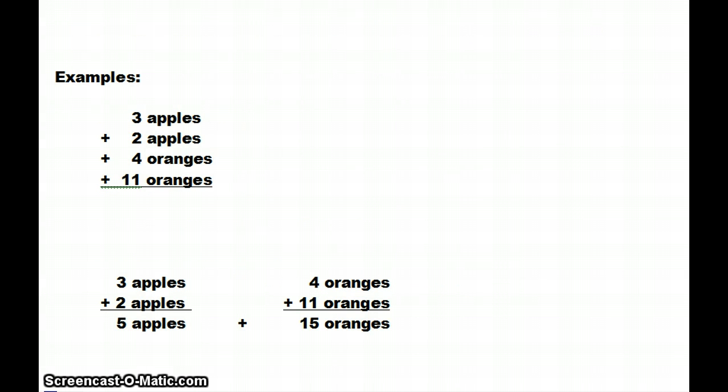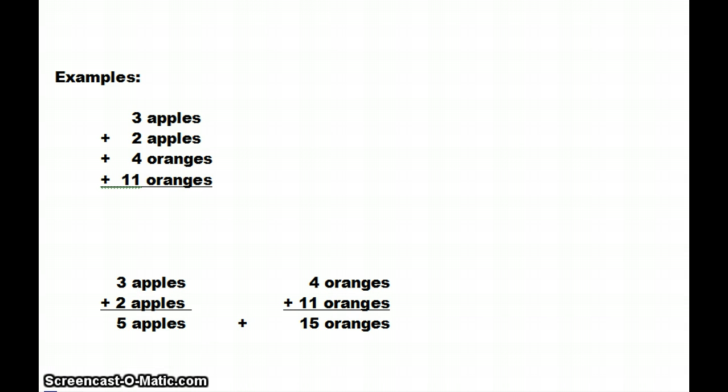If I ask you to add together 3 apples and 2 apples and 4 oranges and 11 oranges, what you would do is group them as I have here, with 3 apples and 2 apples giving us 5 apples, and 4 oranges and 11 oranges giving us 15 oranges. What you did was group things together that were alike. You end up with 5 apples and 15 oranges. There's nothing else that you can do with them. They're apples and they're oranges.